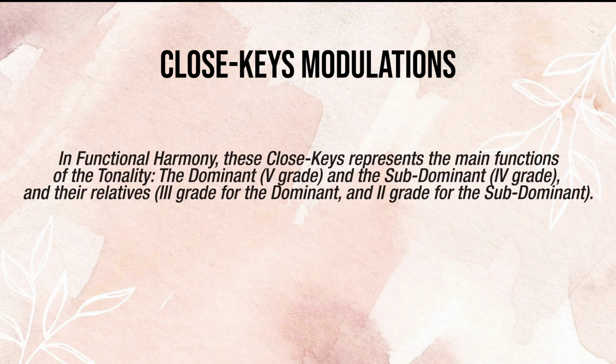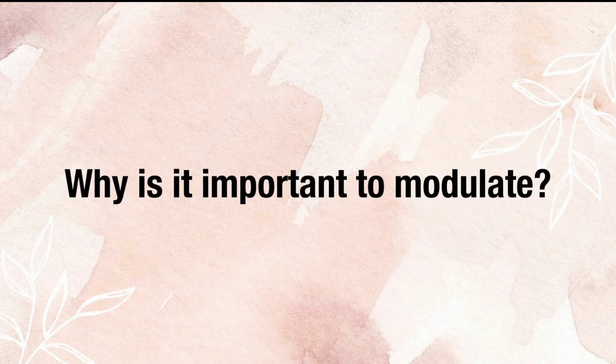In functional harmony, those close keys represent the main functions of the tonality, the dominant, 5th grade, and the subdominant, 4th grade, and the relatives, 3rd grade for the dominant and 2nd grade for the subdominant. All this brings us to the question, why is it important to modulate?